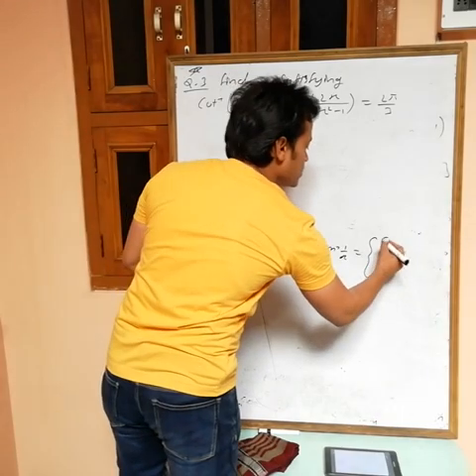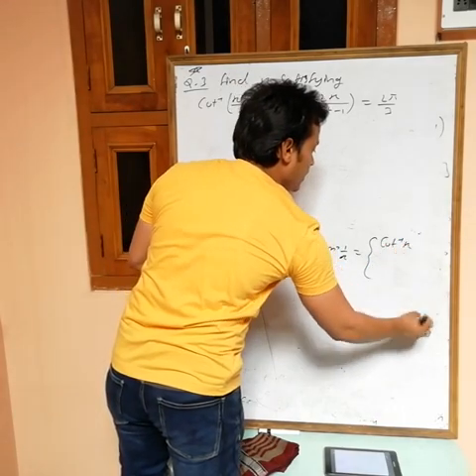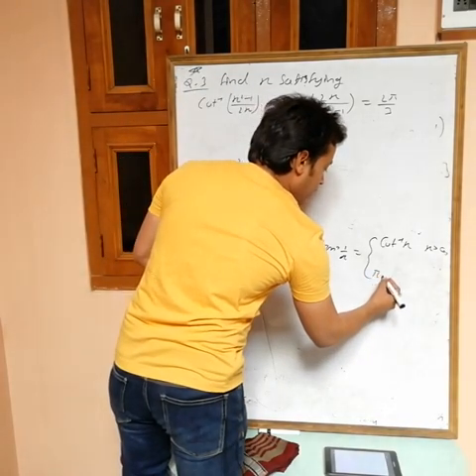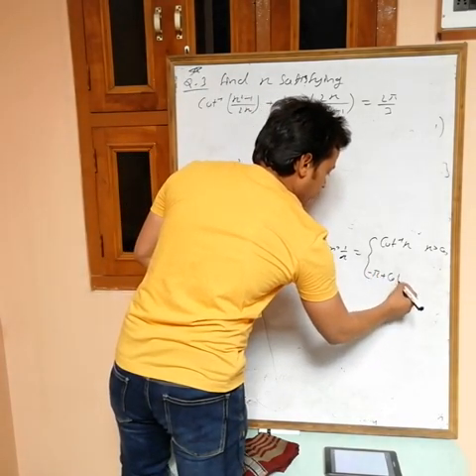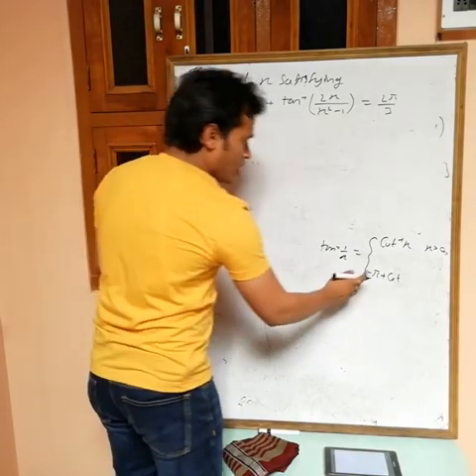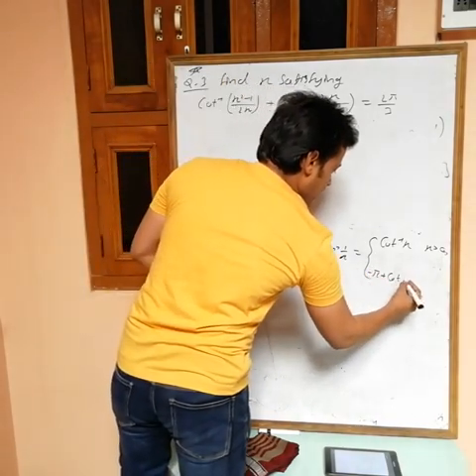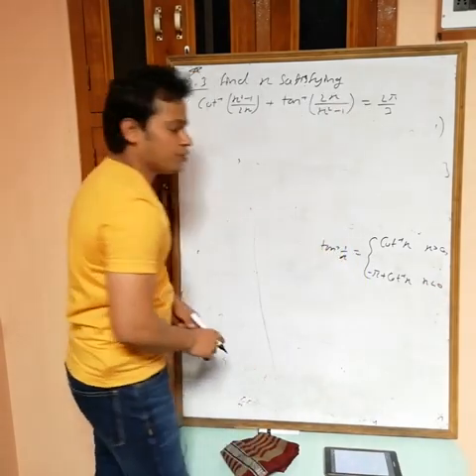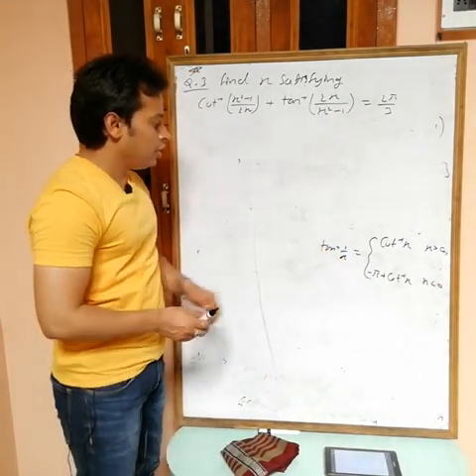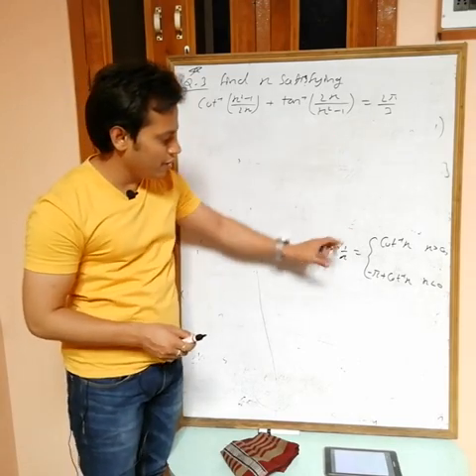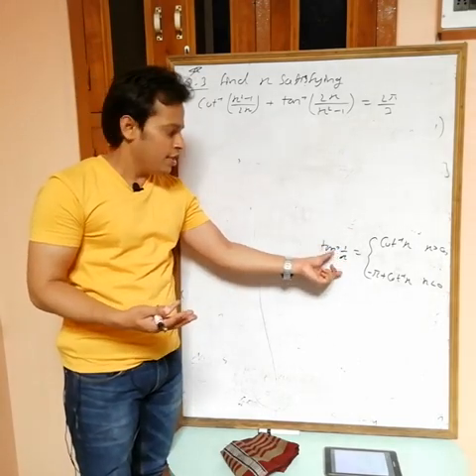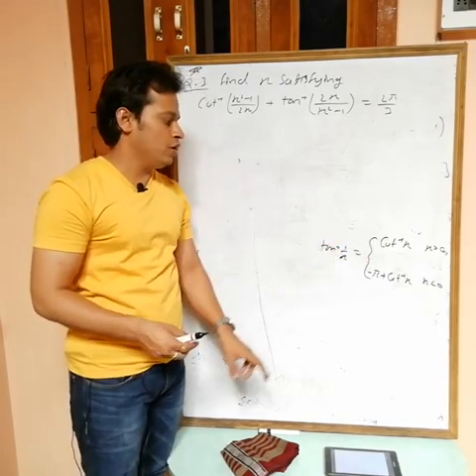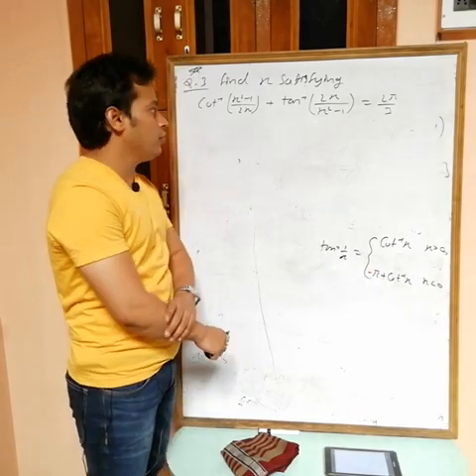Tan inverse x is equal to cot inverse x when x is greater than 0, and minus pi plus cot inverse x when x is less than 0. So we have two formulas. If the value inside the tan inverse is positive, then directly cot inverse, that is, 1 by of this one, and if negative, then this one. So we have two formulas.